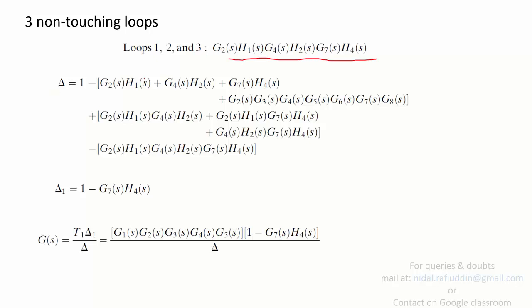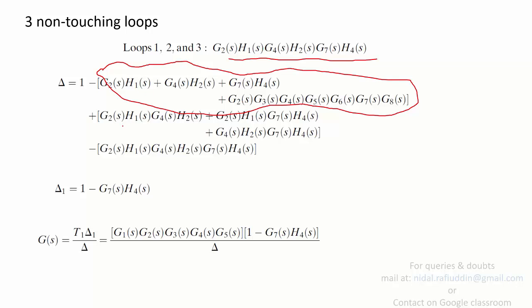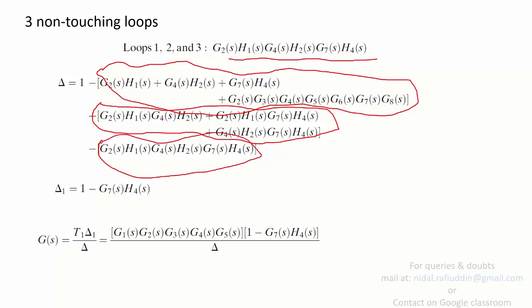So 1 minus the sum of individual loop gains. You have 4 loops, and these correspond to individual loop gains. Then you have the sum of gain products of two non-touching loops, which is given by this expression. Since you identified three pairs of non-touching loops, there are three terms. Then you identified one set of three non-touching loops, and thus this is the expression for three non-touching loops. And don't forget that there is an alternating minus, plus and minus sign.